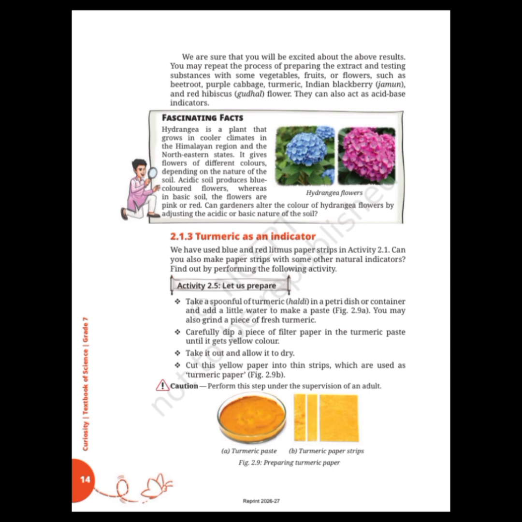Activity 2.5. Let us prepare. Take a spoonful of turmeric (haldi) in a petri dish or container and add a little water to make a paste, Fig. 2.9a. You may also grind a piece of fresh turmeric. Carefully dip a piece of filter paper in the turmeric paste until it gets yellow color. Take it out and allow it to dry. Cut this yellow paper into thin strips, which are used as turmeric paper, Fig. 2.9b. Caution: perform this step under the supervision of an adult. Fig. 2.9, preparing turmeric paper. A. Turmeric paste. B. Turmeric paper strips.